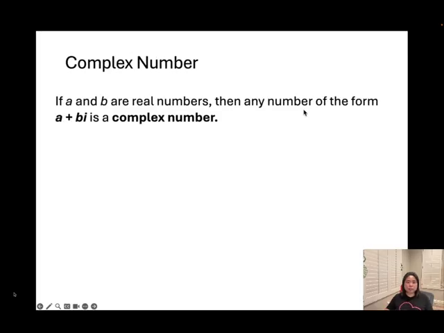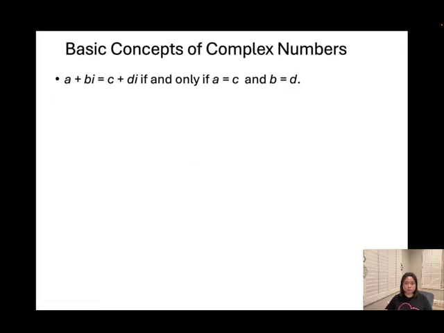Complex number. If a and b are real numbers, then any number of the form a plus bi is a complex number. The a here we call the real part, and b is the imaginary part. Two complex numbers a plus bi and c plus di are equal if and only if a equals c and b equals d.